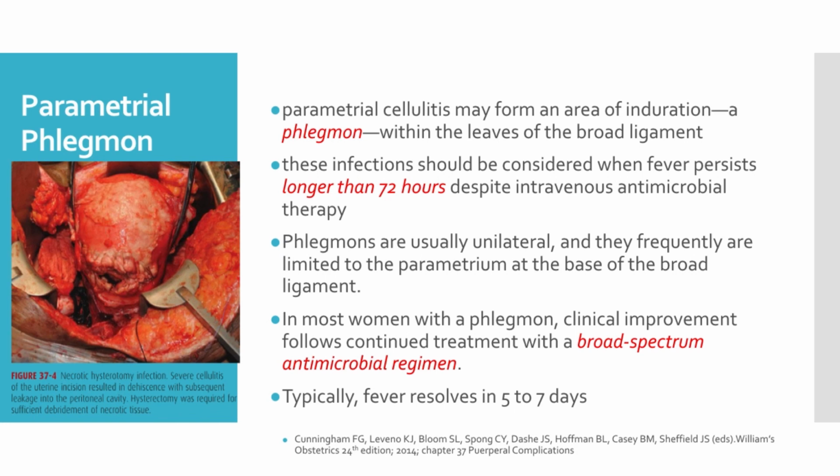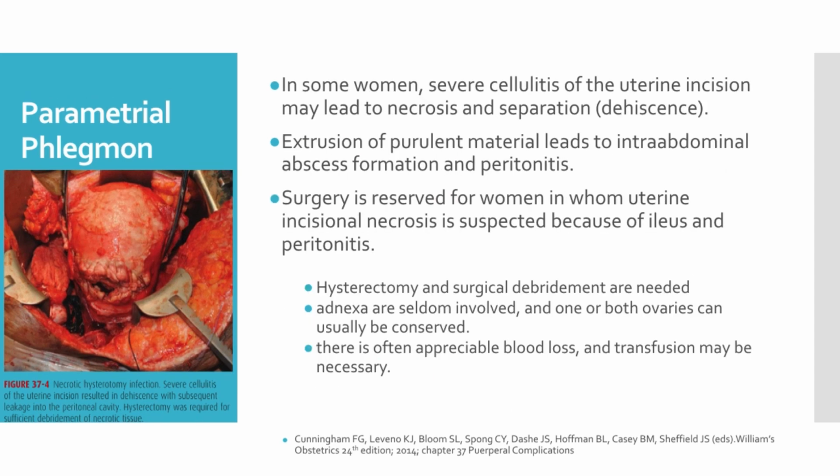Phlegmons are usually unilateral, and they frequently are limited to the parametrium at the base of the broad ligament. In most women with a phlegmon, clinical improvement follows continued treatment with a broad spectrum antimicrobial regimen, and typically fever resolves in 5 to 7 days after institution of the right antibiotics. In some women, severe cellulitis of the uterine incision may lead to necrosis and eventually dehiscence. Extrusion of purulent material leads to intra-abdominal abscess formation and peritonitis.